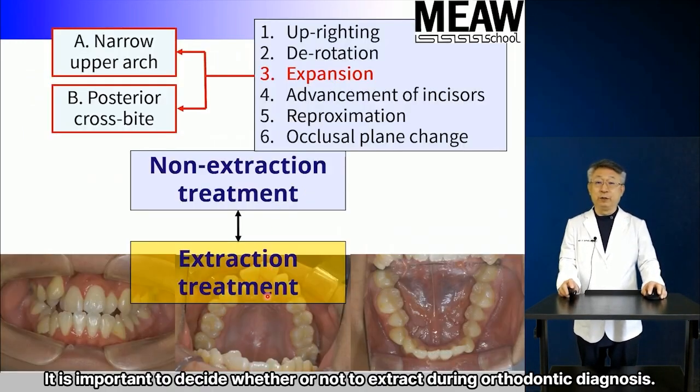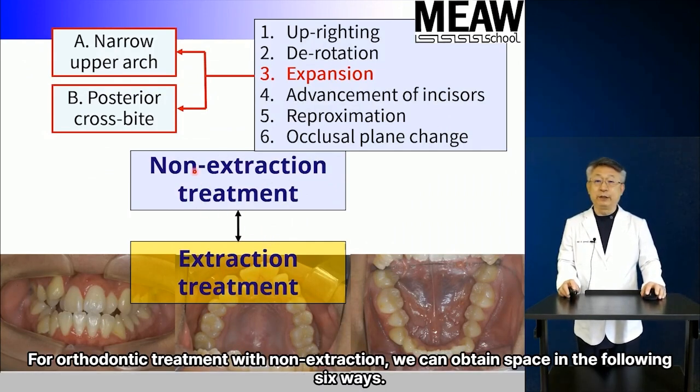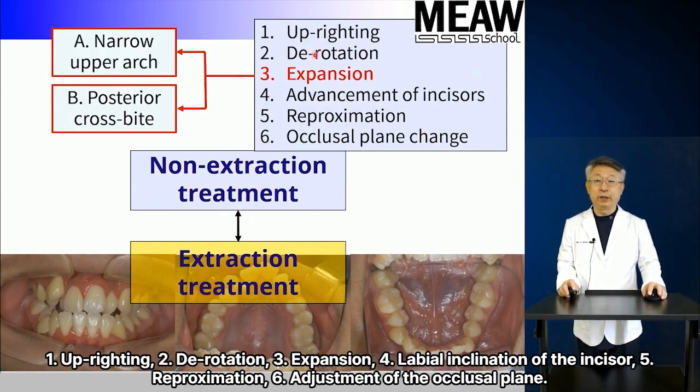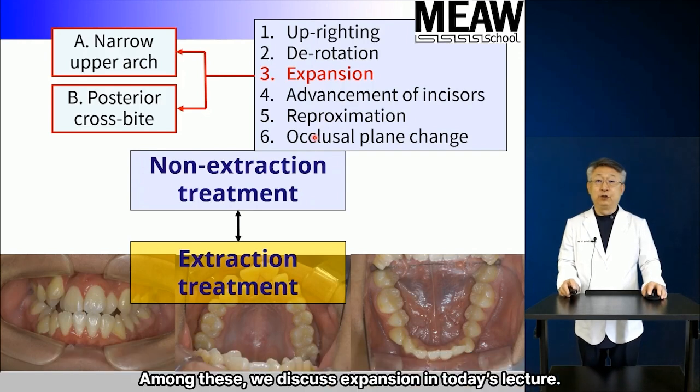It is important to decide whether or not to extract during orthodontic diagnosis. For orthodontic treatment with non-extraction, we can obtain space in the following 6 ways. 1. Uprighting. 2. Derotation. 3. Expansion. 4. Labial inclination of the incisor. 5. Reproximation. 6. Adjustment of the occlusal plane. Among these, we discuss expansion in today's lecture.